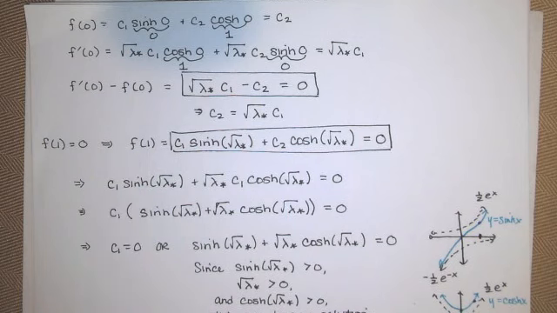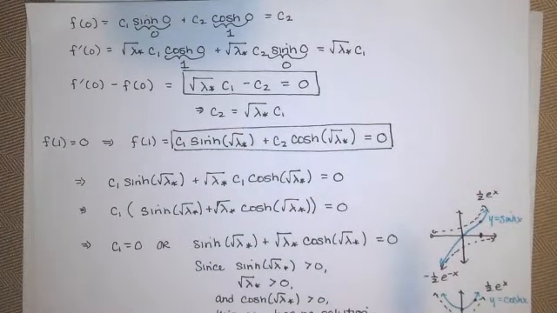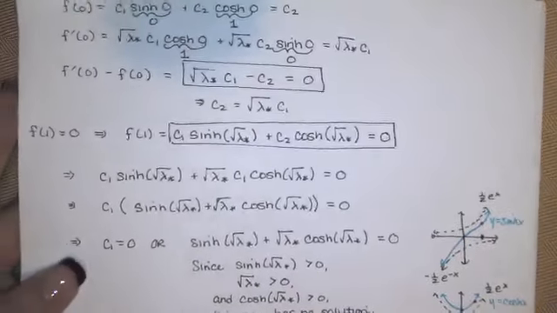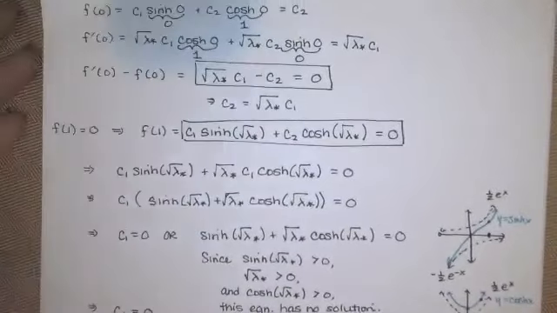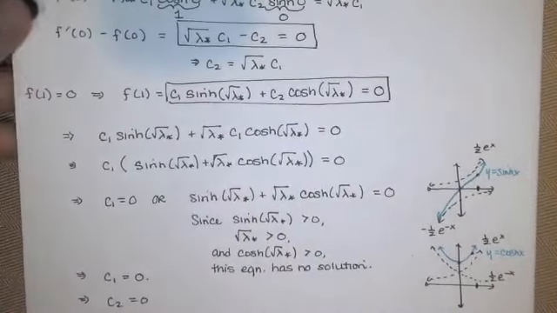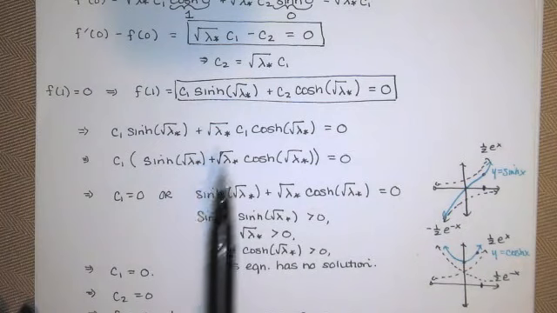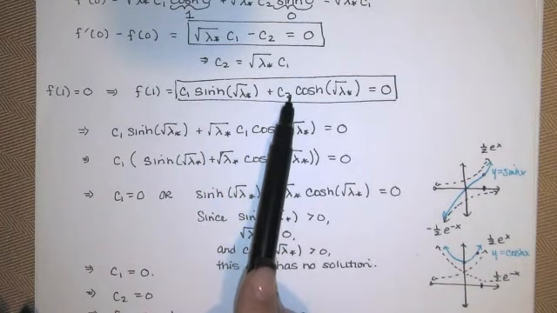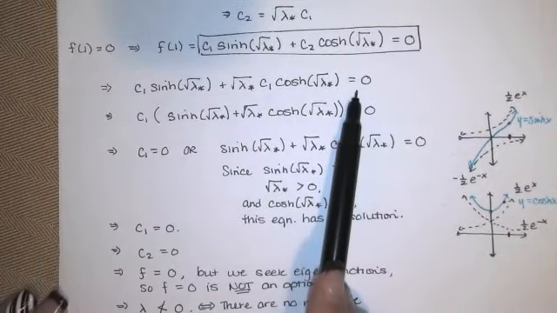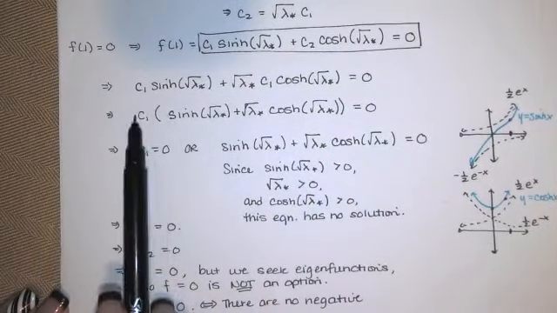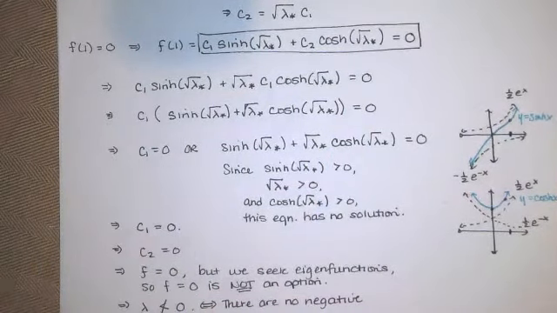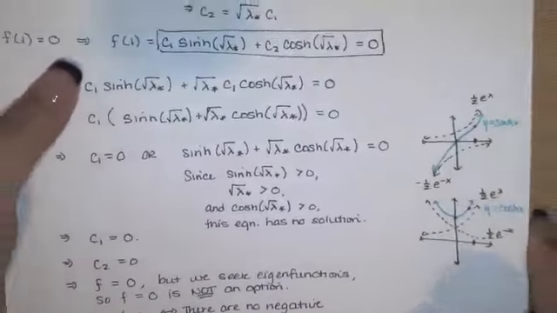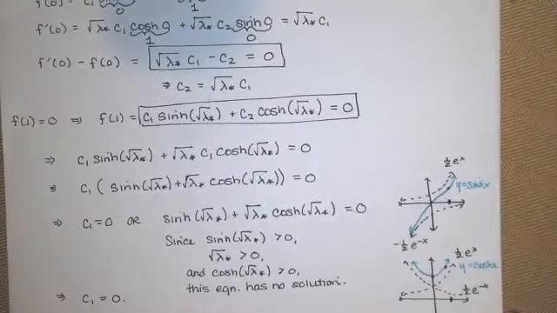To get the second equation with two unknowns, we use the second boundary condition, f of 1 is equal to 0. I've got two equations and two unknowns, and you want to solve that system. You can solve it in any number of ways. I chose to use the substitution method. I solved for C2 in terms of C1, and then I substituted that in. Then I ended up with this equation, I factored out the C1, and we just solved this equation from there. Okay, so that's basically how you do it.